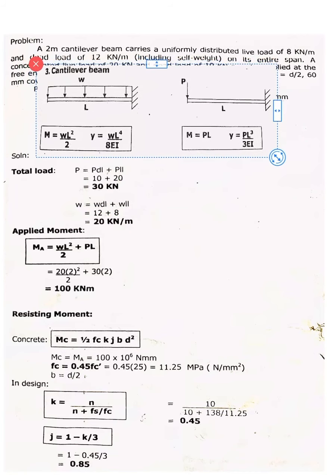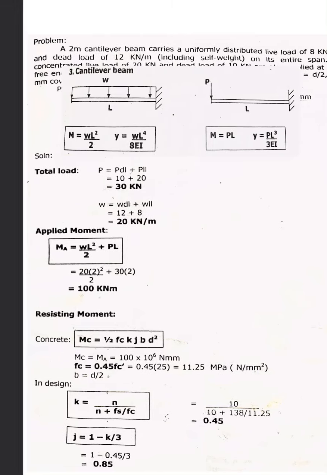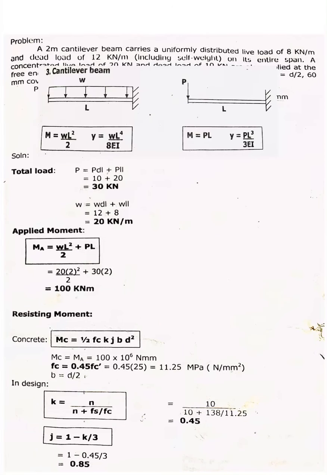Okay, for the load W, you have your maximum moment equal to WL squared over 2. And then for load P, which is at the free end, that is P times L. So we have W and load P, so let's add the moments. So for the applied moment, for the load W, you have WL squared over 2. Then for the load P, you have P times L.